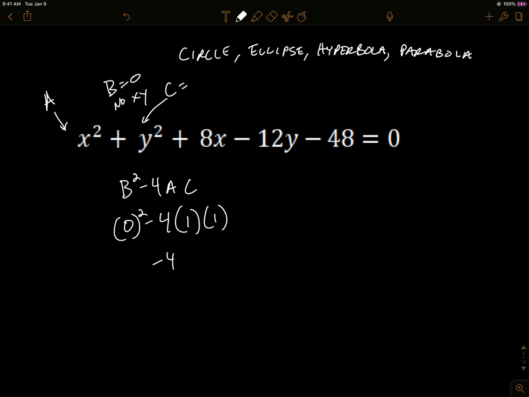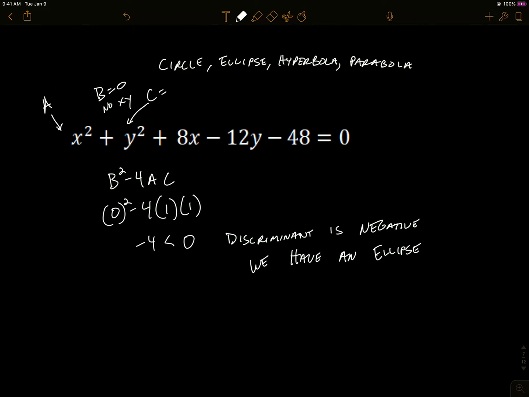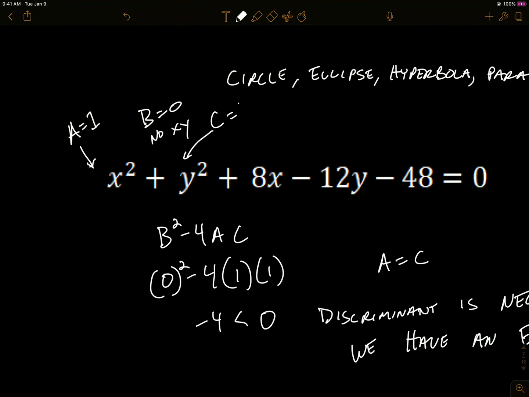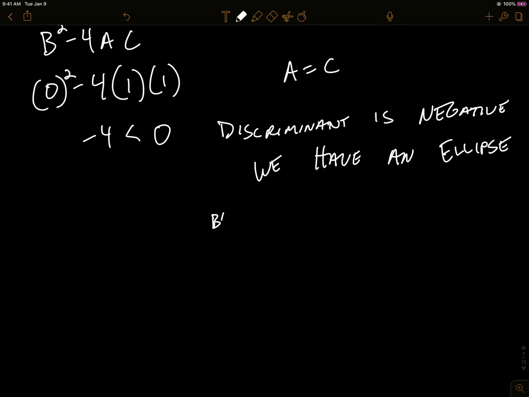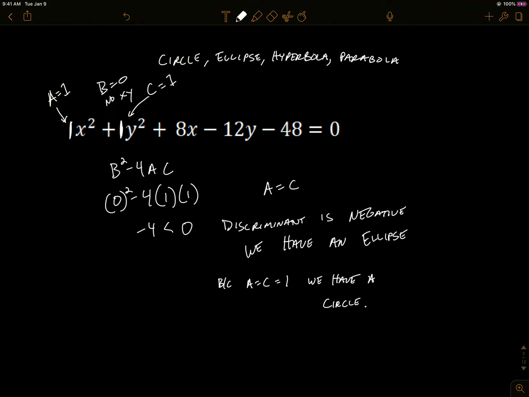That number is negative 4, and negative 4 is less than 0. So whenever the discriminant is negative, we have an ellipse. And the ellipse might even be a circle, the special case of an ellipse, and that's going to be when A is equal to C, which it is because A is 1 and C is 1. When these are equal, I have a circle. So because A equals C, which is equal to 1, we have a circle here. All right, so that's how you can determine what kind of conic section we have.